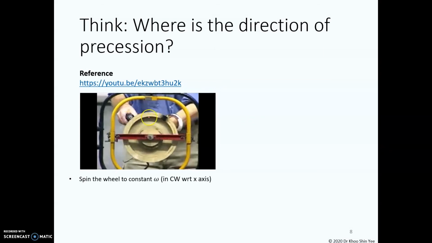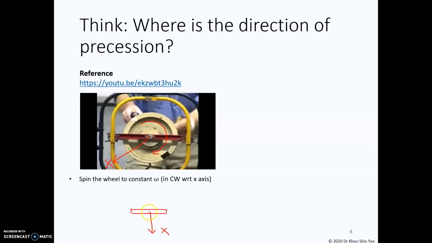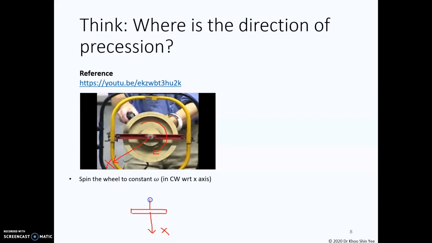First of all, we spin the wheel in the clockwise direction with respect to the x-axis. So the x-axis is in front of the wheel. This is the top view of the wheel, and this is the x-axis, which is in front of the wheel. And the wheel is rotated clockwise with respect to the x-axis. Therefore, your omega will be in the negative i direction.